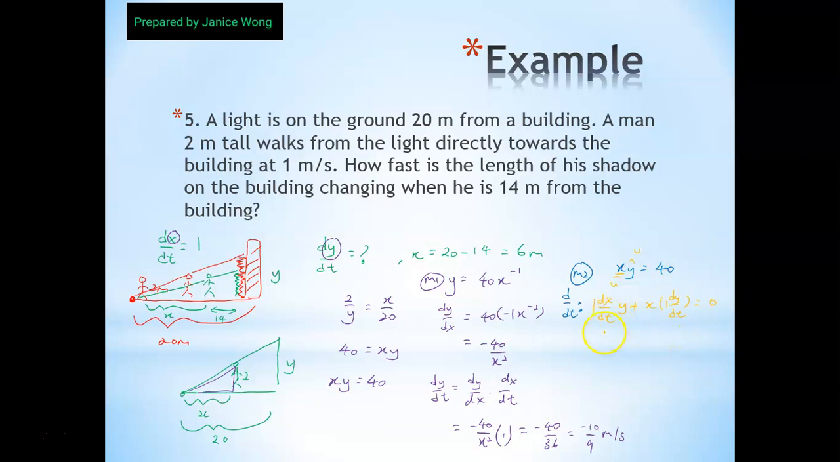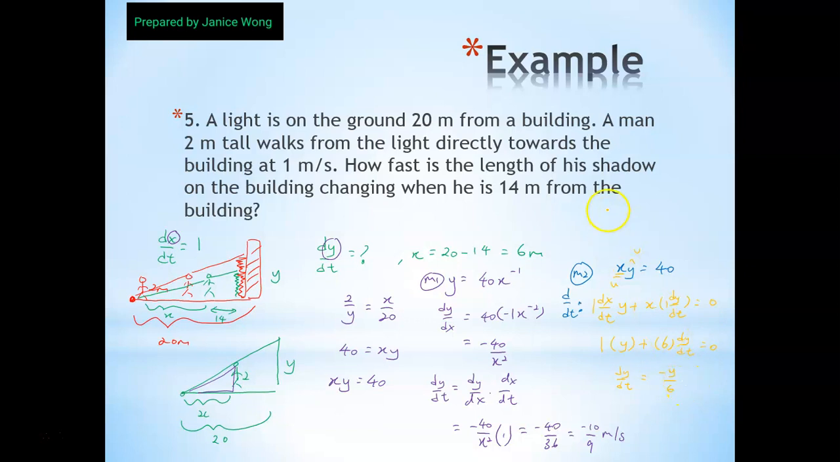Next, substitute the information. dx over dt is 1, times y, we need y later, plus x, which is 6, times dy over dt, equals to 0. To get dy over dt, it is equals to negative y over 6. Bring y to the right hand side, negative y. Bring 6 to the right hand side, divided by 6.